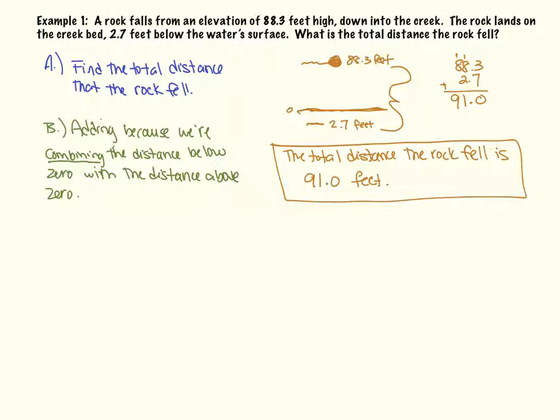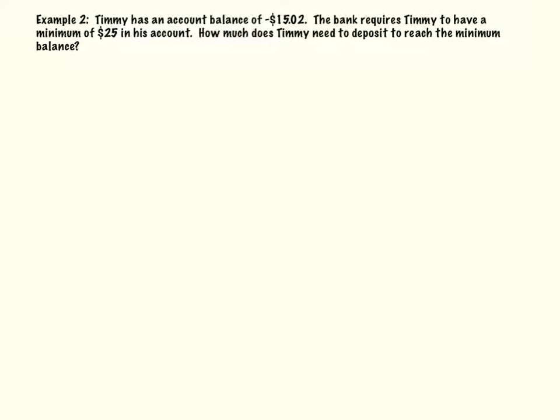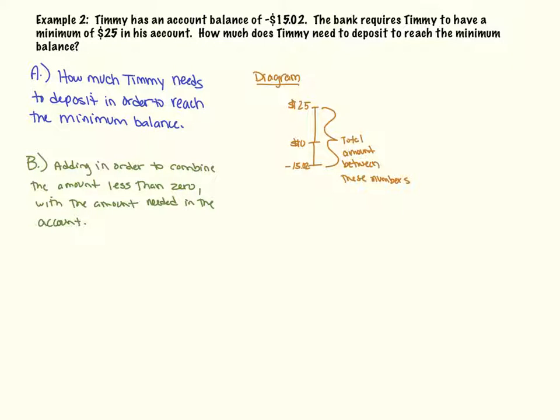Alright, moving on to example 2. So pause this video, read the question, answer A and B to yourself, and then resume play for those answers, and I'll help you with solving and drawing a diagram. Okay, so check A. What you need to find is how much Timmy needs to deposit in order to reach the minimum balance. B, we're adding in order to combine the amount less than 0, which is negative $15.02, with the amount that he is needed in his bank account, which is $25.